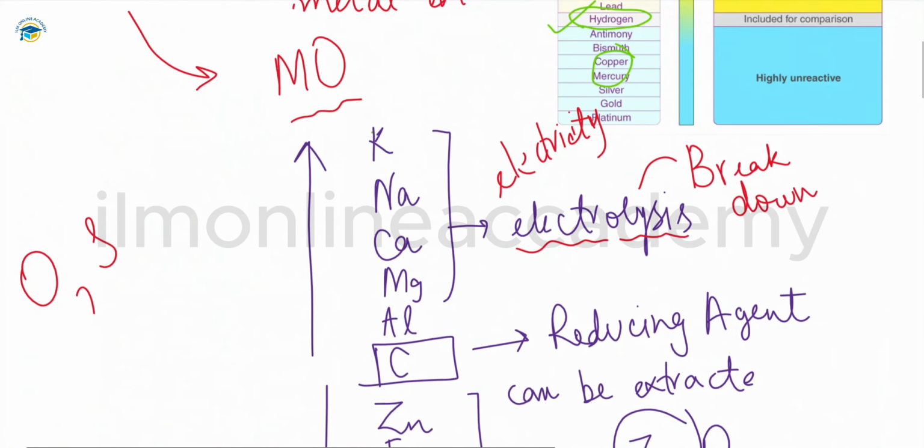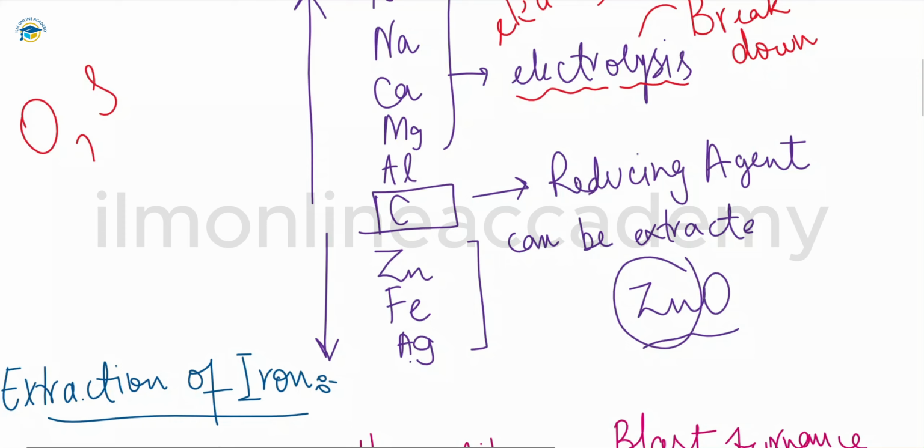you can see here, this is the reactivity series. Iron is present below the carbon, so iron can be reduced with the carbon because it is less reactive than the carbon, right? And if we talk about aluminum, it is present above the carbon, so we can't use carbon for the reduction of the aluminum because carbon is less reactive, aluminum is more reactive.